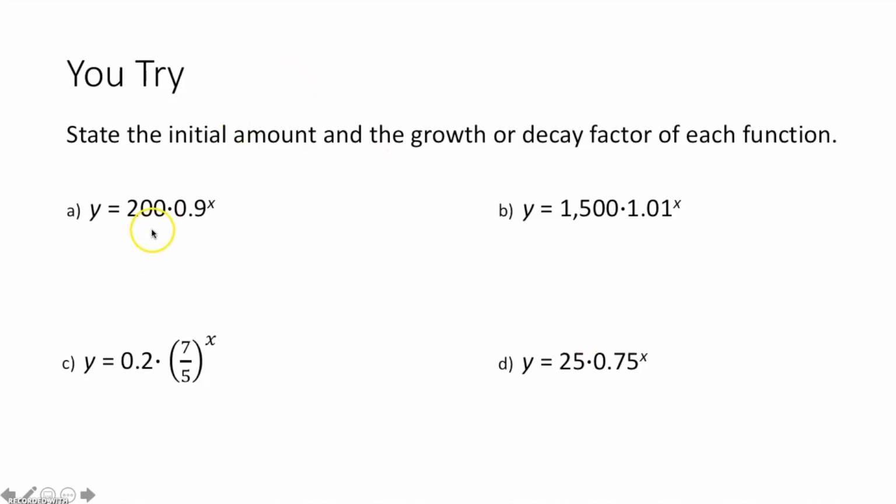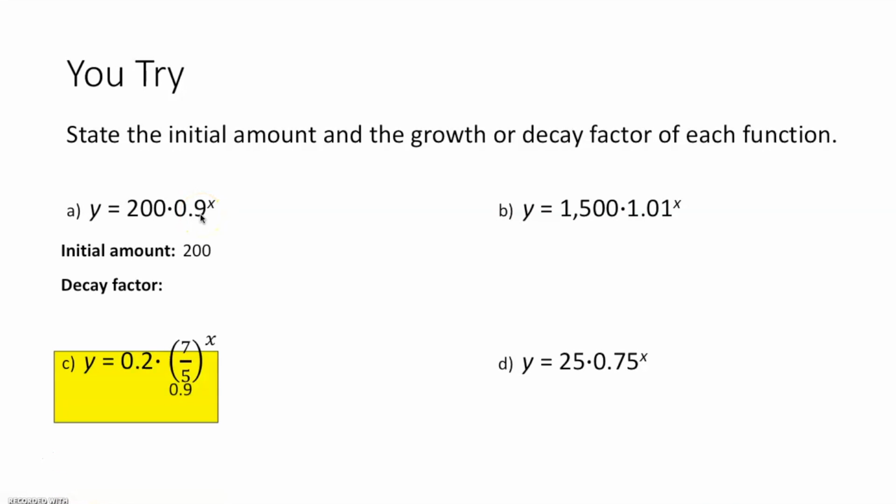Okay, doing the same thing here. Pretty easy. Your initial amount is the number multiplied out front. So in this case, that would be 200. Now we have to figure out growth or decay factor. Well, this number being raised to your exponent is less than 1, but greater than 0. So it's between 0 and 1. That means it's going to be exponential decay. So this would be a decay factor of 0.9.